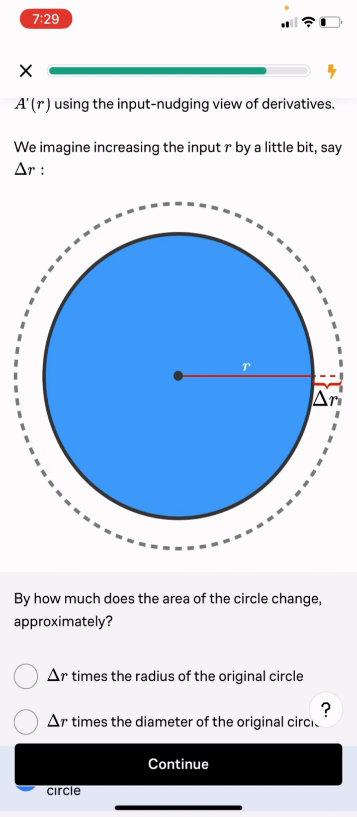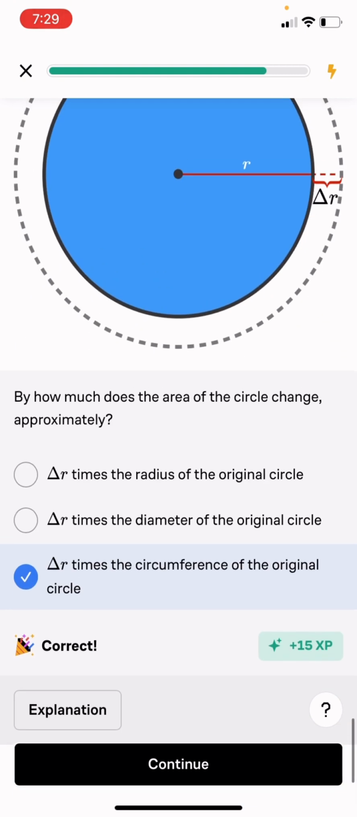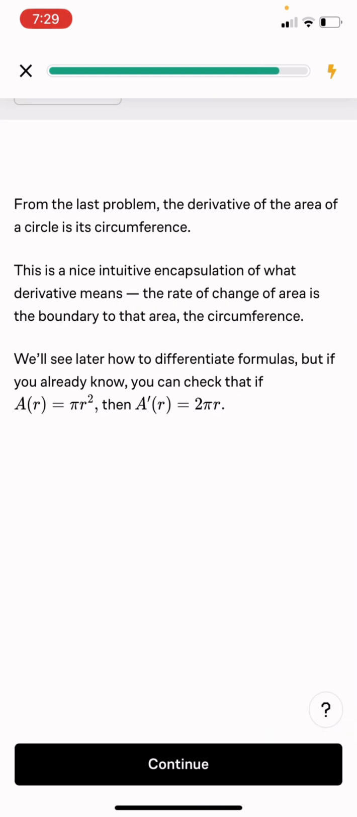From the last problem, the derivative of the area of a circle is its circumference. That's a nice intuitive explanation of what derivative means. The rate of change of area is the boundary of the area, the circumference. We'll see later how to differentiate formulas, but you already know you can check that if A(r) equals pi r squared, then A prime of r equals 2 pi r. I'll take a picture of that.